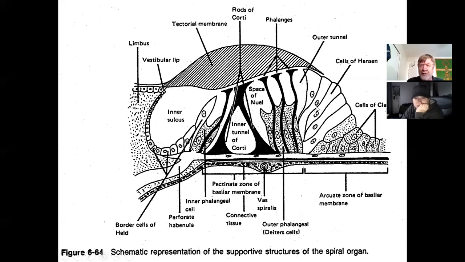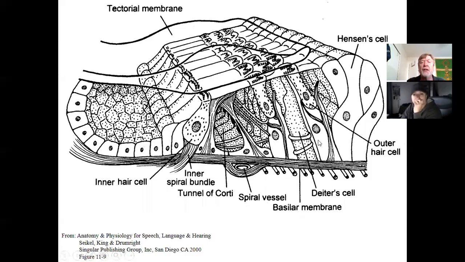Okay, so even in anatomy, all spaces are given names. Space of Nuel, inner tunnel of Corti, inner sulcus. We got all this blah, blah, blah. Anyway, basilar membrane, spiral ligament, where my cursor is here, okay? Over to the right would have been spiral ligament and all that stuff. So spiral lamina, spiral ganglia, spiral ligament.